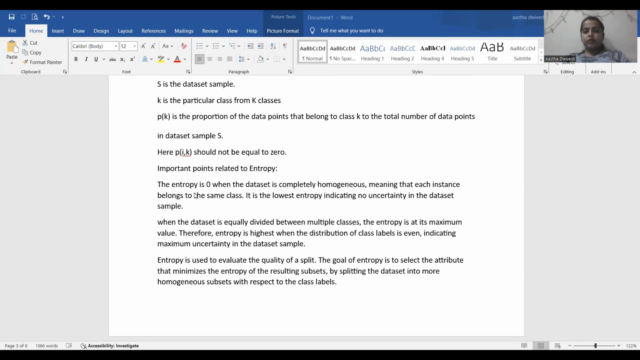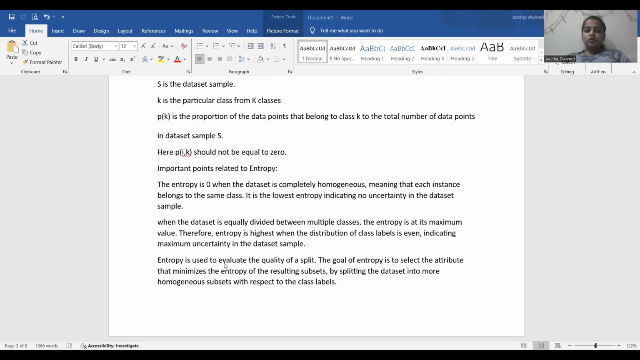Important points related to entropy. The entropy is 0 when the dataset is completely homogeneous, meaning that each instance belongs to the same class. It is the lowest entropy, indicating no uncertainty in the dataset sample. When the dataset is equally divided between multiple classes, the entropy is at its maximum value. Therefore, entropy is highest when the distribution of class labels is even, indicating maximum uncertainty in the dataset sample.